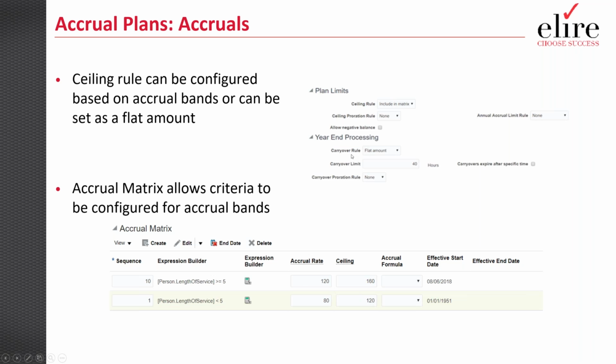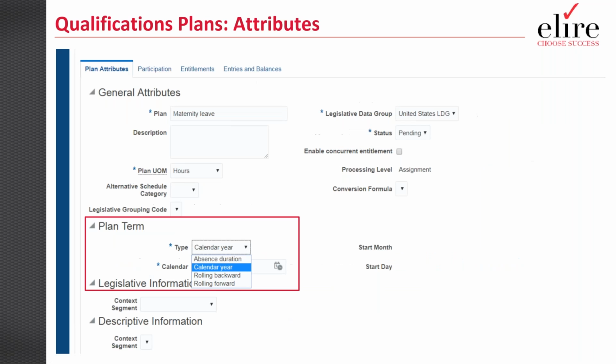That same idea also applies to the carryover. For the purpose of this example, I just set up the flat amount, but you can also include that in the matrix as well. So you see here, we've done the less than 5 years of service, you get 80. If you're at 5 years or more, then you get 120, and your ceiling is 160. And so the system then calculates that and allocates time appropriately.